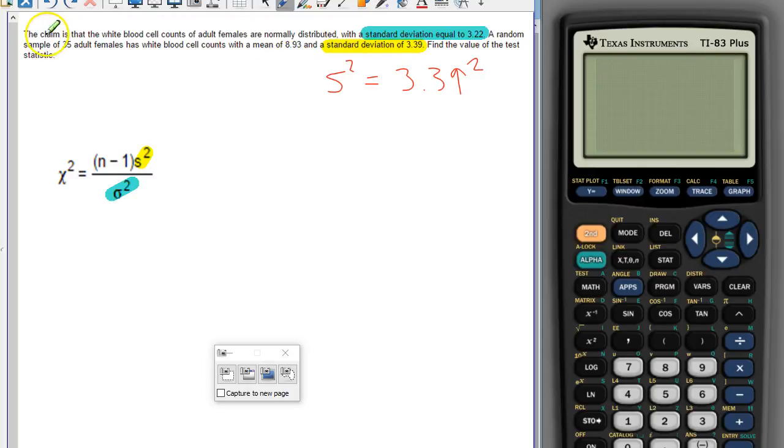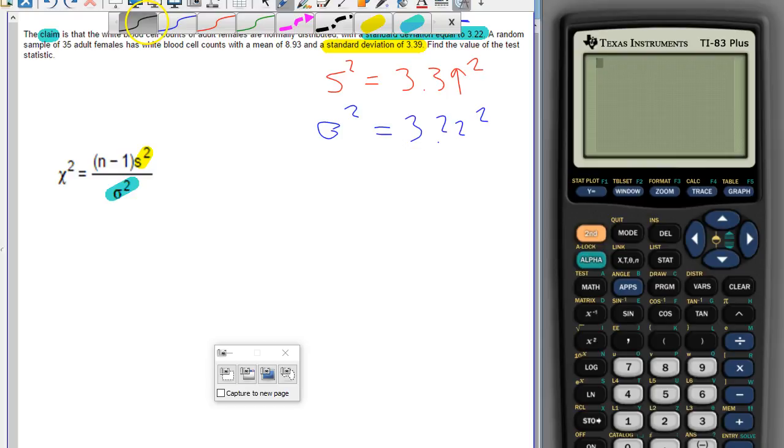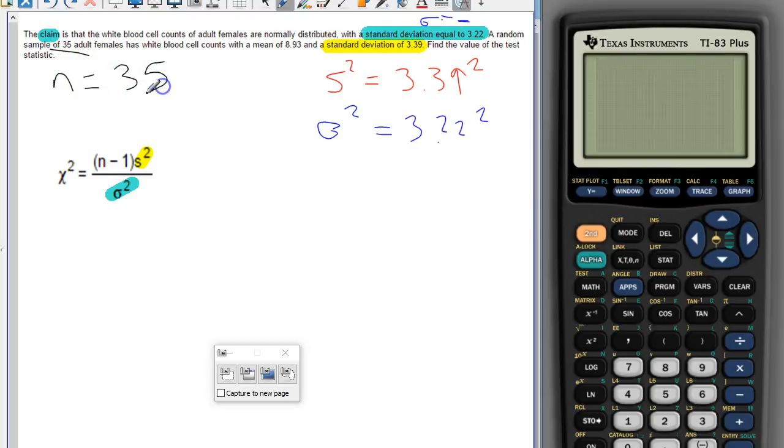But that's the claim. So that value is sigma up top. So sigma squared is equal to that number squared. Well, I'll do it down here. This squared is equal to 3.22 squared. Alright, and then n is just the number of the sample, so n equals 35, and you just go straight into this formula.